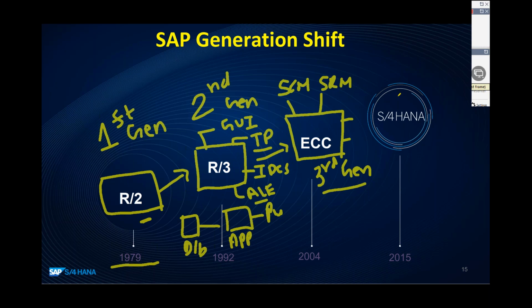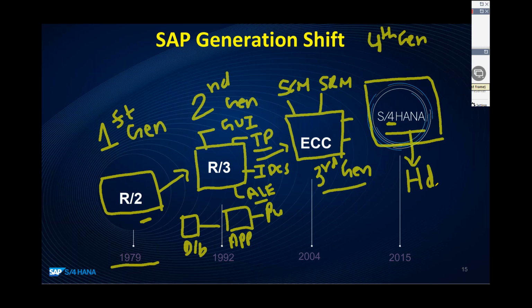Now the current generation of SAP is the fourth generation. This 4 comes from the fourth generation of SAP. What is the key difference with this fourth generation? S4HANA works only with the HANA DB, although the earlier systems can work on any database. There is a significant kind of improvement between the two.